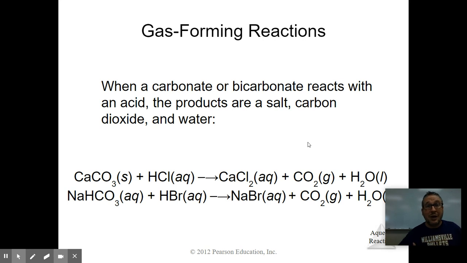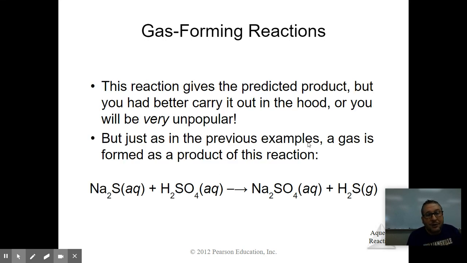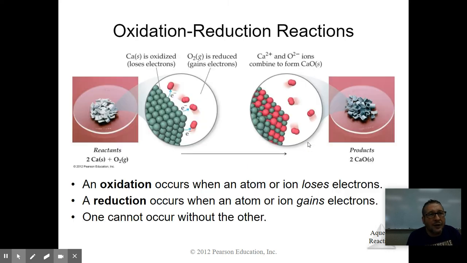because when it neutralizes some of the excess stomach acid, it produces CO2, which has to be expelled some way, and belching is usually the easiest process to do so. Other examples of gas-forming reactions: when sulfite reacts with an acid, we produce salt, sulfur dioxide, and water, but we try not to do that in here because it's very, very stinky. So you better do this in a fume hood if we do it, which we're not going to do.